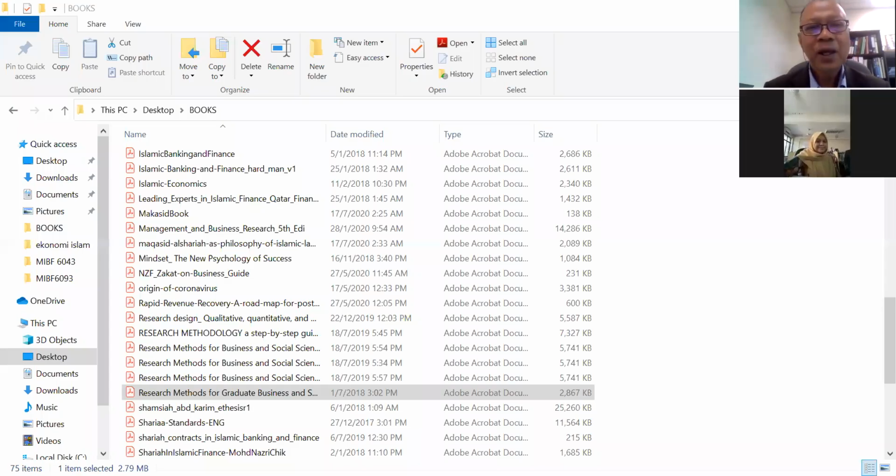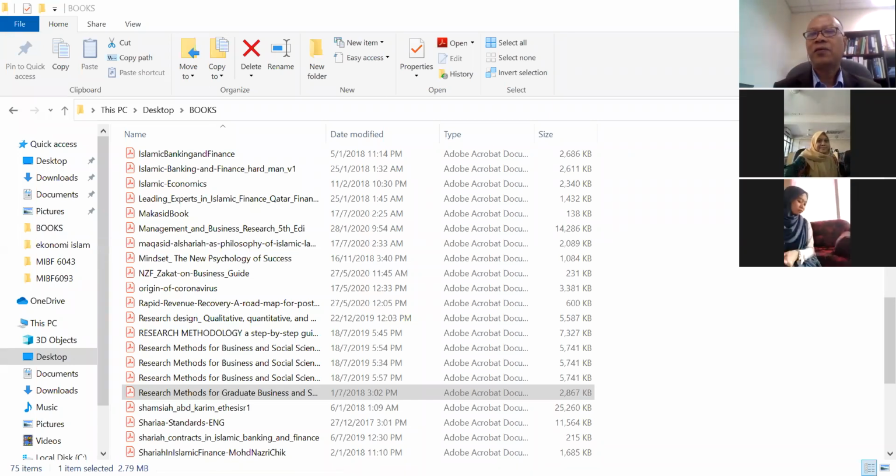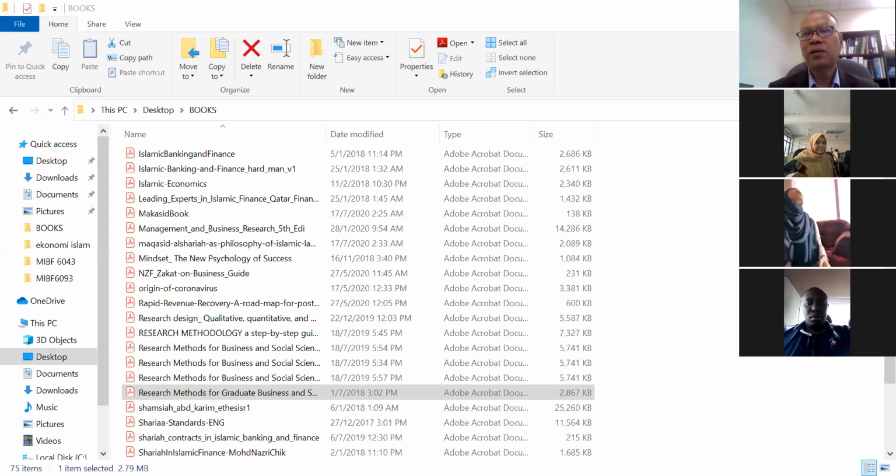Bismillahirrahmanirrahim. Welcome to the class of Advanced Research Methodology. This is our third class, and today's topic is research method versus research methodology.